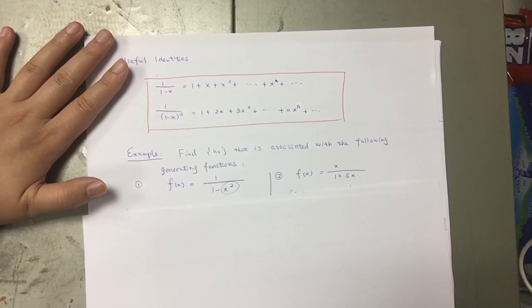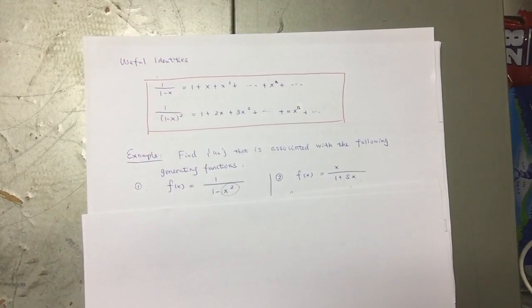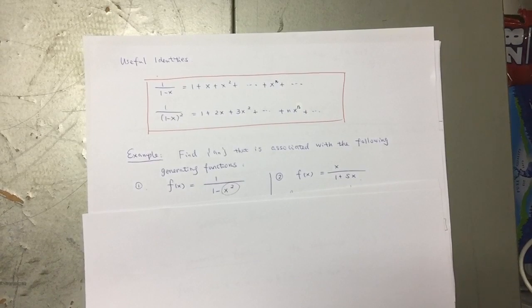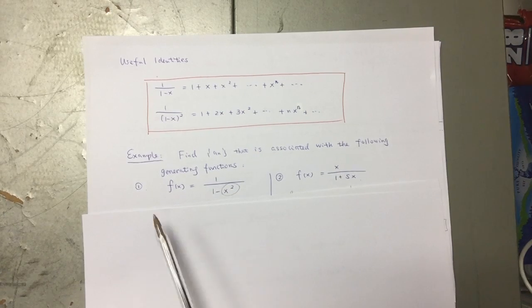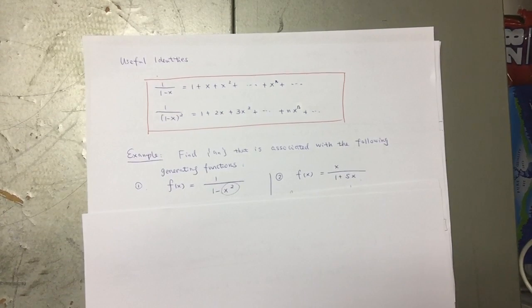Hi, this is the second part of section 5.4 in discrete mathematics. We're going to introduce how to find sequences with their generating functions. In example 1, f of x equals 1 over 1 minus x squared.